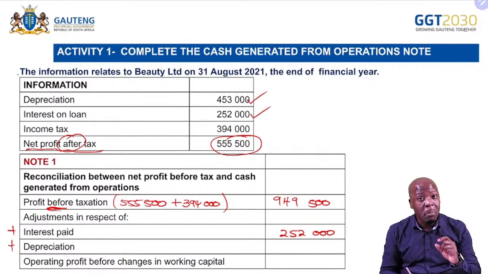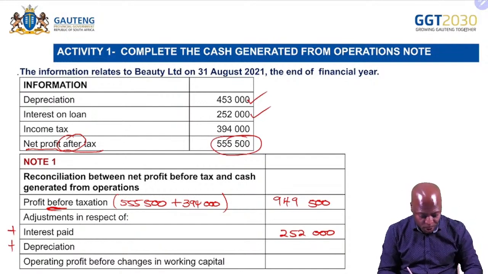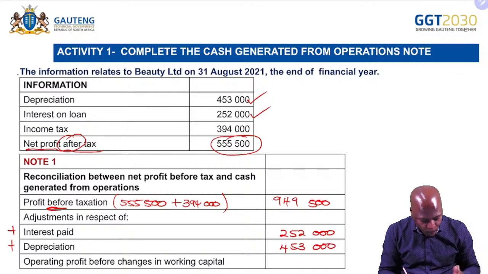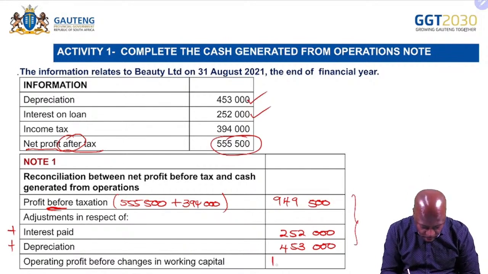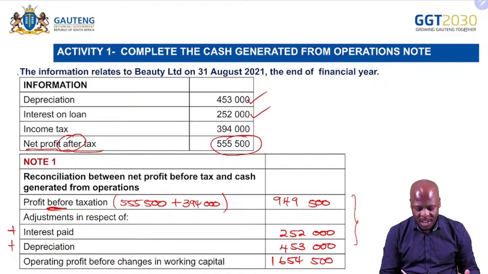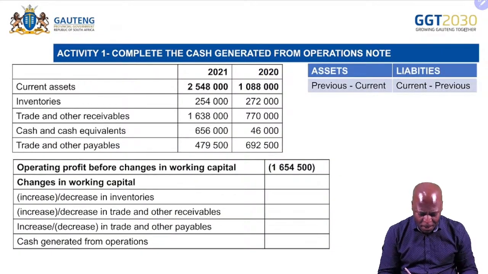And the reason I'm adding it back, you remember? Exactly. It is a non-cash item. So I'm going to add back my depreciation, which is 453,000. Okay, I want you to punch in those figures. You should find an amount. So I'm adding these three figures here. And then you should get your 1,654,500. Okay, and this is your operating profit before changes in working capital, 1,654,500. Let's go on now.